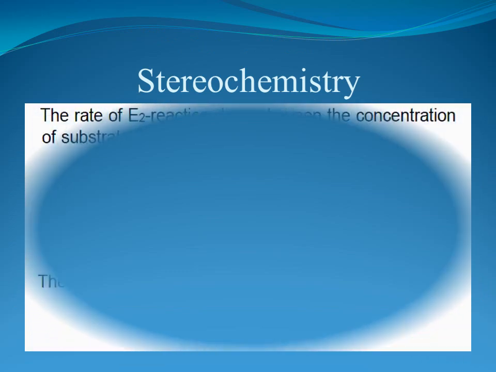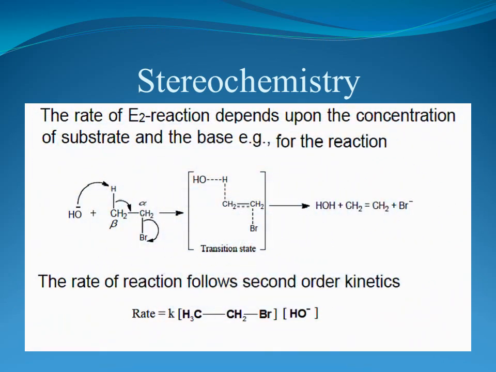Now students, let us look at the stereochemistry of this E2 mechanism. The rate of E2 reaction depends upon the concentration of substrate and base, as we have already discussed. And for this reaction, you can see that this is a nucleophile. It is going to abstract the beta hydrogen, shifting the bond between these 2 carbon atoms, eliminating this halide ion. This is the transition state.